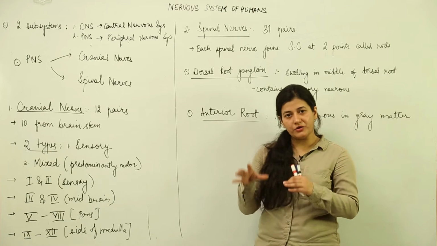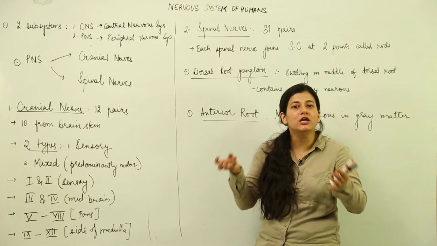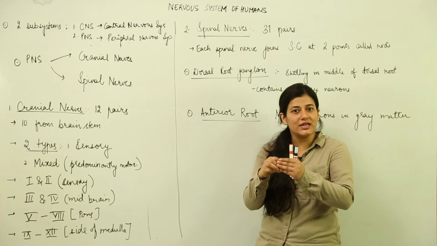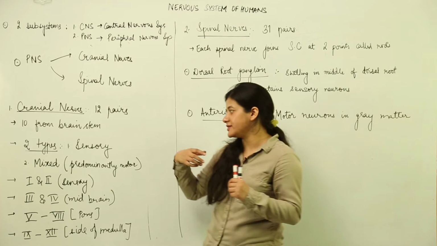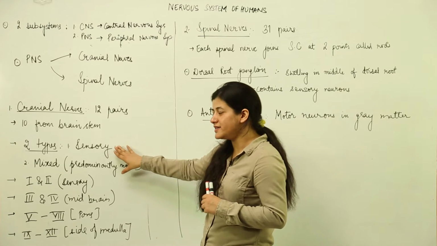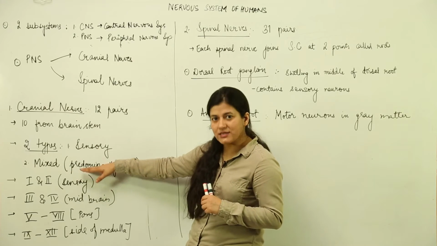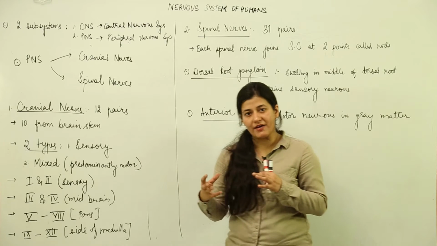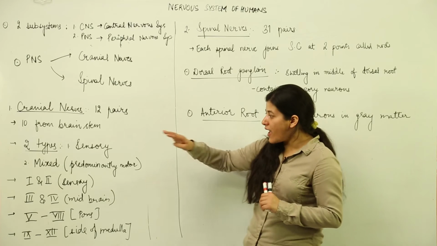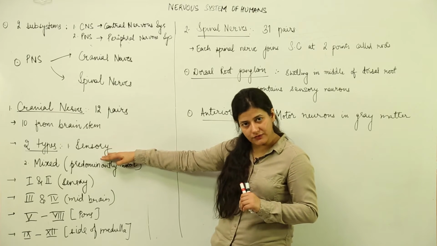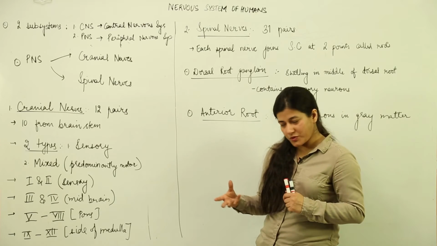Now, what we are more concerned about is the basic nature of these nerves. When we talk about the basic nature of the nerves, we are referring to whether they bring the signal towards the processing unit or they take away the information from the processing unit. So, we have two types: one is sensory and the other is mixed. Mixed nerves would have both motor and sensory neurons present inside them, whereas in the sensory cranial nerves, there would be only sensory neurons.